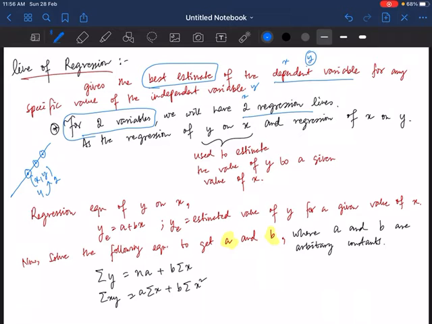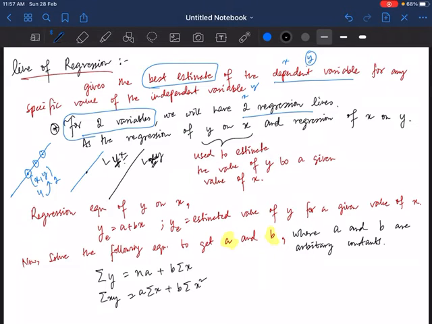Why two regression lines? Suppose we have one regression line, in which we need to predict the value of y for a given value of x. Then there will be another regression line L2. The first will be yx: we predict the value of y with a given value of x. And this L2 line, the second regression line, will be xy: here you have to predict the value of x with a given value of y. So for two variables we have two regression lines: the regression of y on x, that is yx, and the regression of x on y.